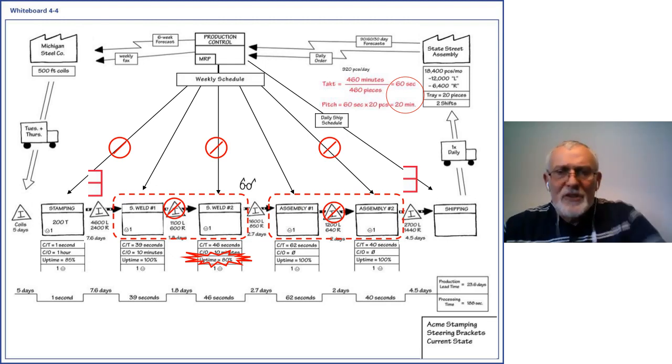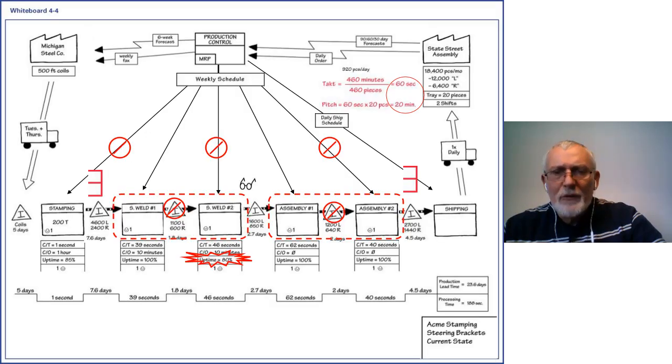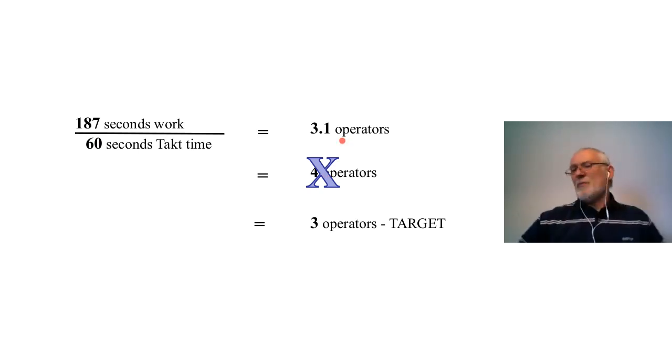However, the obvious question here: I have 187 seconds worth of work. So remember, if you recall, there was 188 seconds here. We took away the 1 second for the press. So within these 4 processes, we have 188 seconds of work. We know our TAKT time is 60. So theoretically, at least, we should need 3.1 operators.